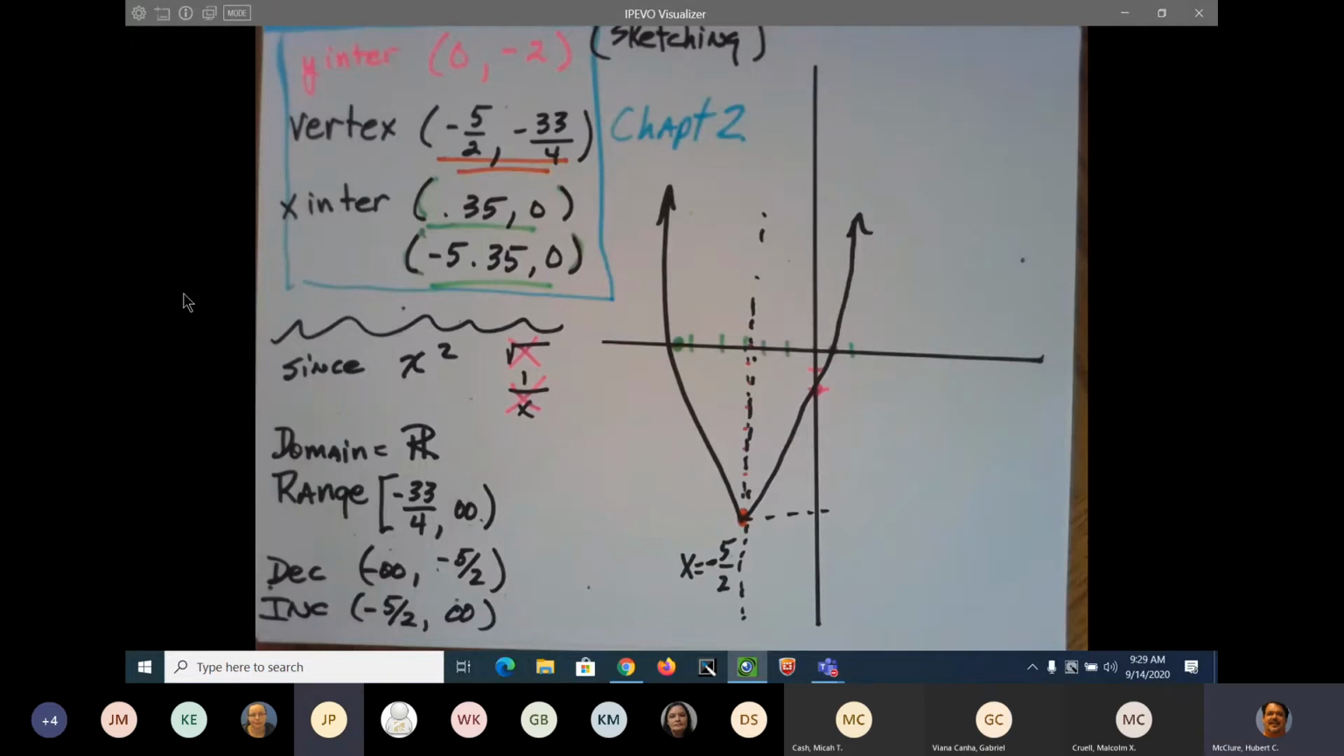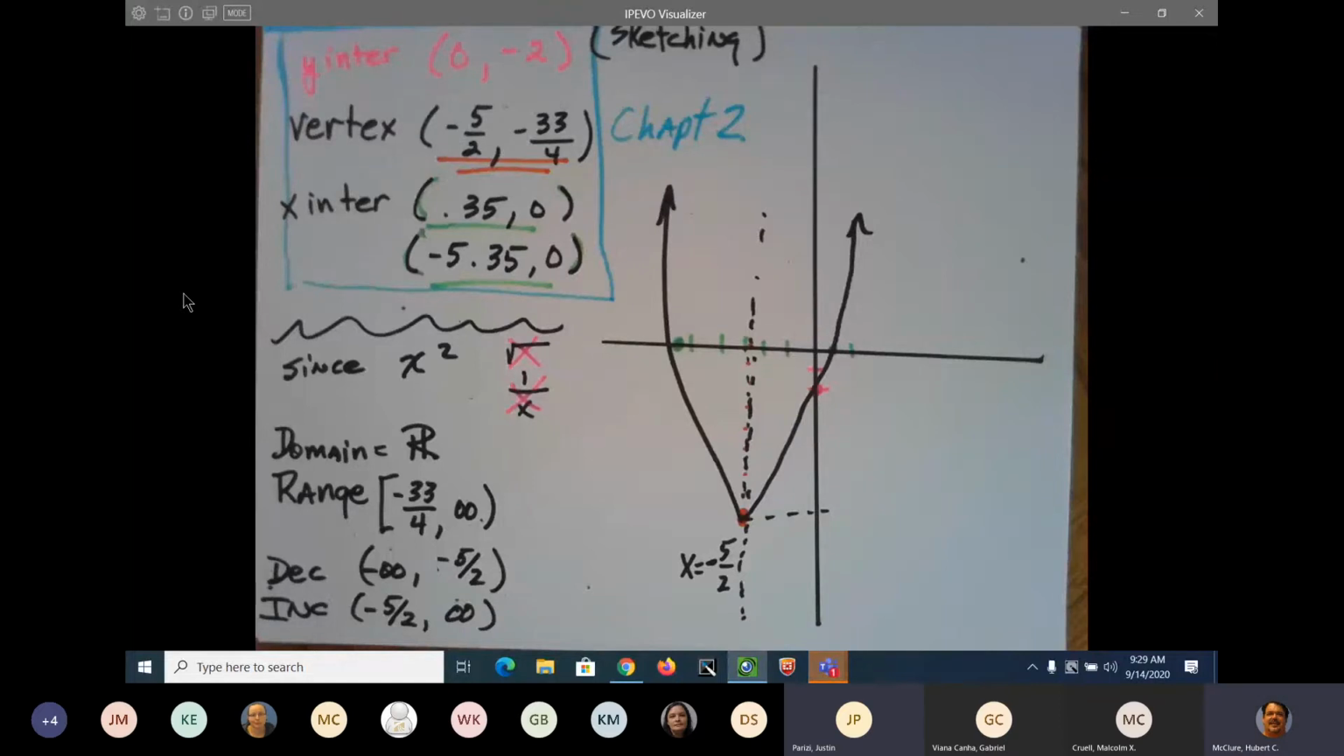I got a question. All right. I'm trying to understand the range, negative 33/4. The parentheses on the side and the bracket on the left side. The range is the red dot where the line of symmetry, the vertex. It's reaching down all the way to that orange red dot, right?